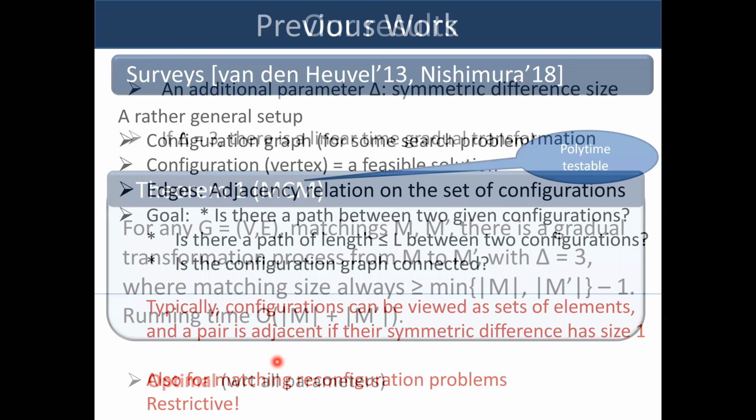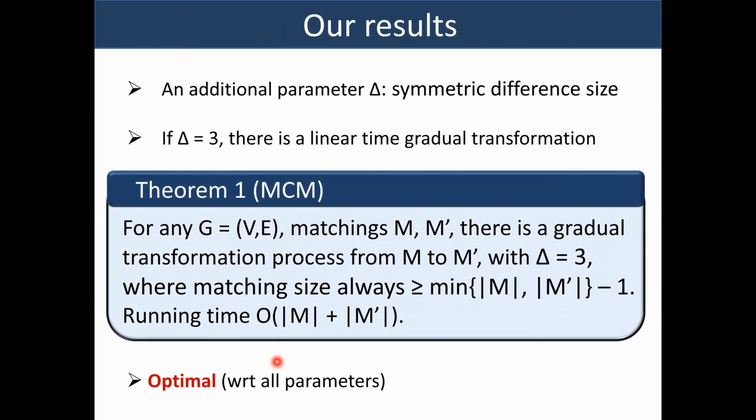Now, what we are proposing is quite different. We would like to relax the problem by introducing an additional parameter, delta, that controls the symmetric difference size between adjacent configurations.